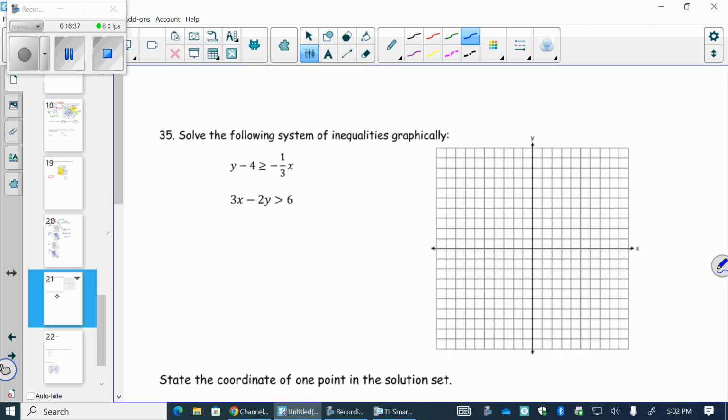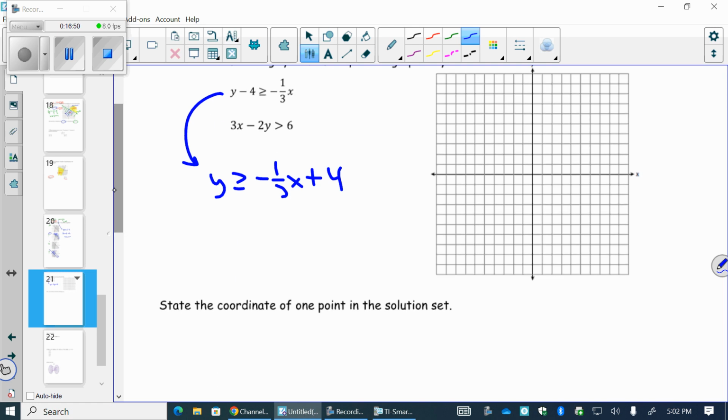Okay. Solve the following system graphically. So we need to graph these things. So here I'm going to add 4. y is greater than or equal to -1/3 x plus 4. And then here, if I try and graph that, let's do that. That's 4 up 1 over, oh, sorry, not up 1. It's -1/3. So down 1 over 3, down 1 over 3, and so forth. Or up 1 back 3. Solid line. Take that.